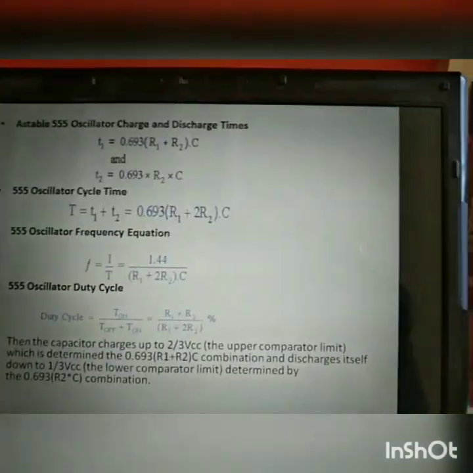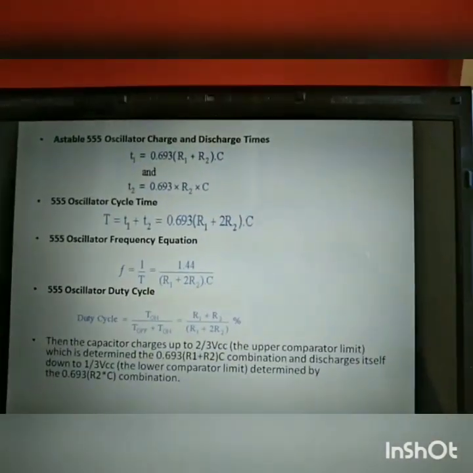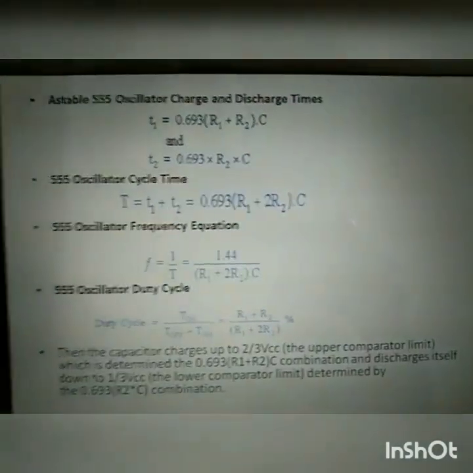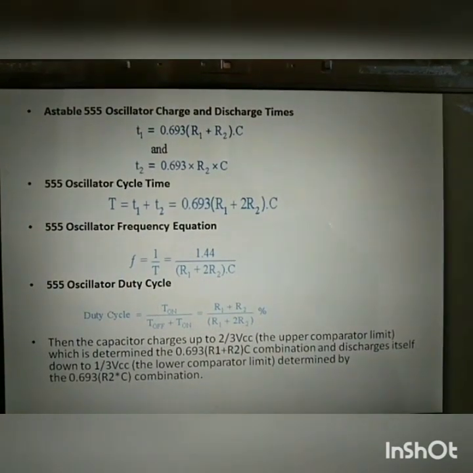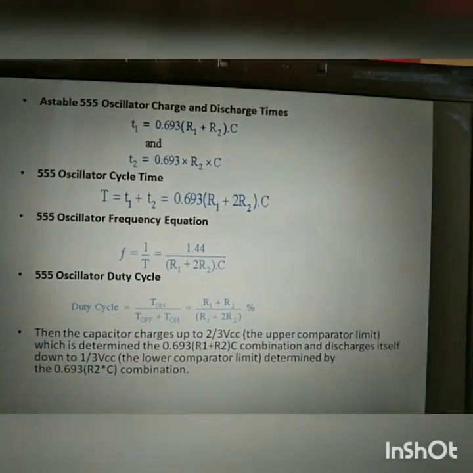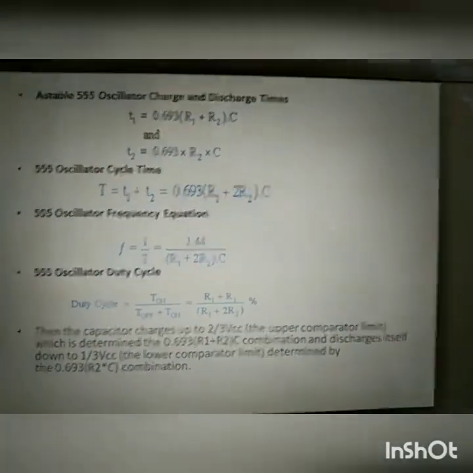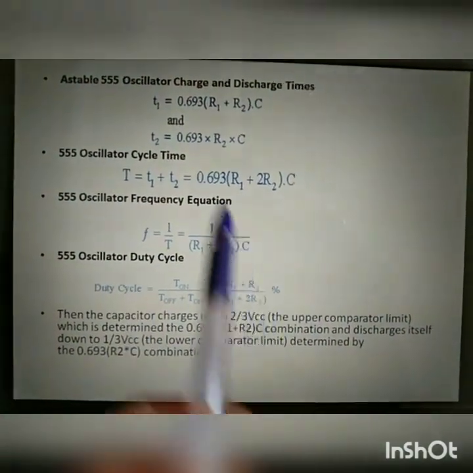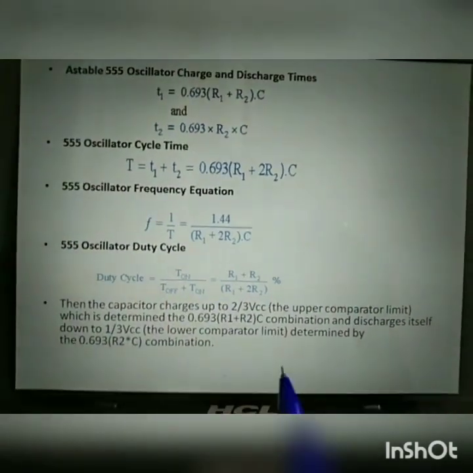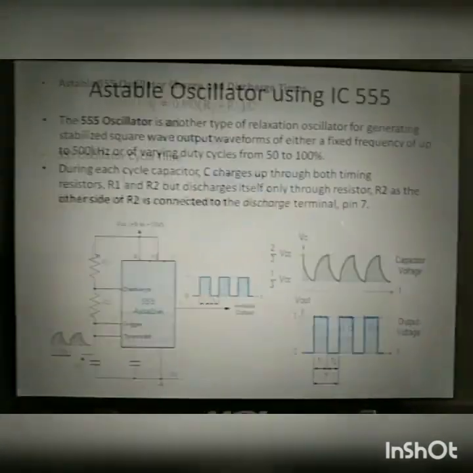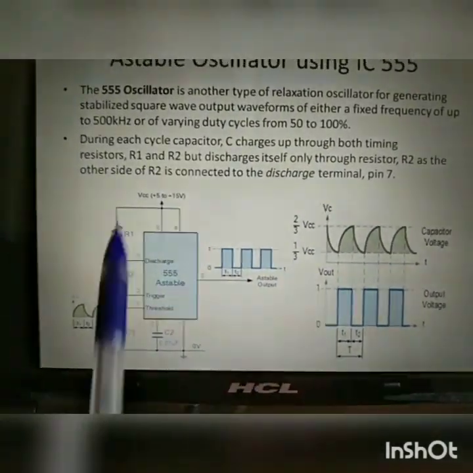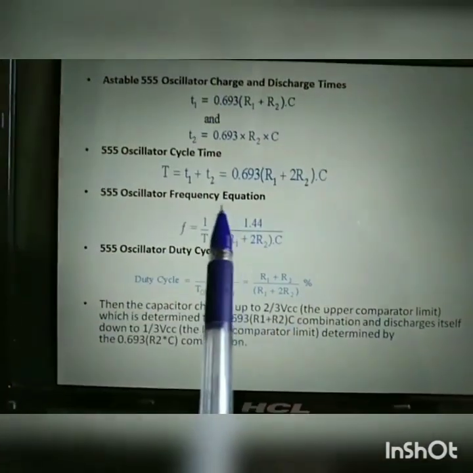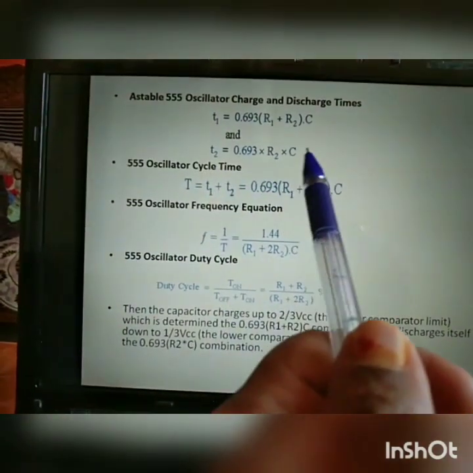Next, in this circuit diagram, there are four conditions to consider. What are they? One is the astable oscillator charge and discharge times. Second is the 555 timer oscillator cycle time. Next is the frequency equation, and then the duty cycle. These four conditions are very important for this circuit diagram. The first condition is the oscillator charge and discharge time.